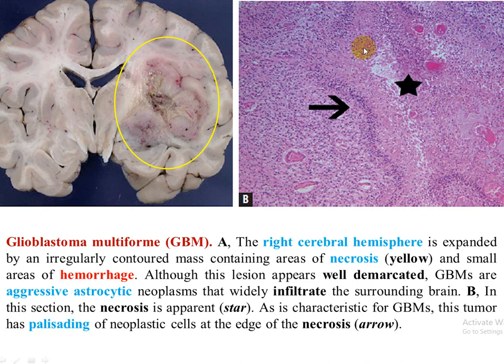As here, this is an area of necrosis, surrounded by pseudo-palisading neoplastic cells which appear surrounding the necrotic area, and here is the newly formed microvasculature. Newly formed microvasculature with necrosis mostly indicates glioblastoma multiforme, the grade four type of astrocytoma.